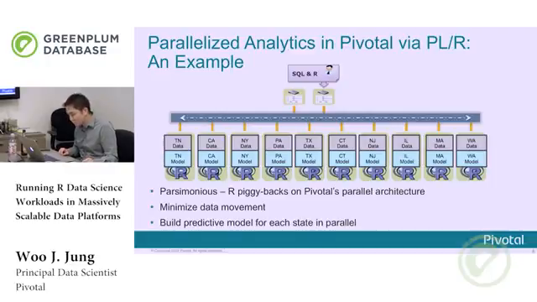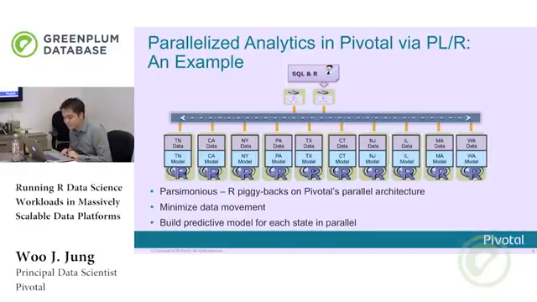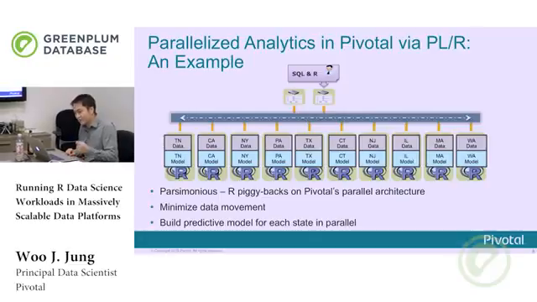If you go through this workflow, the time it takes to run a model for one state would be the same amount of time it would take to run a model for all 50 states, if you have a 50-node Greenplum cluster available, right? And so it's parsimonious in that it piggybacks off of Pivotal's parallel architecture. You're minimizing data movement because data by state stays within the segment. And it increases productivity because you're now building the predictive model for each state in parallel.